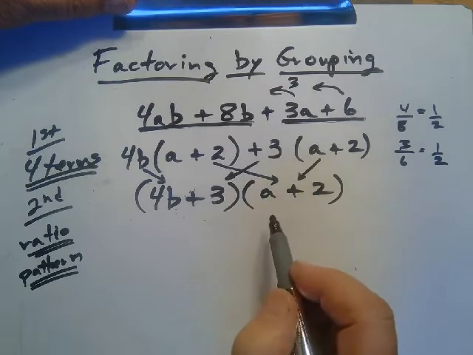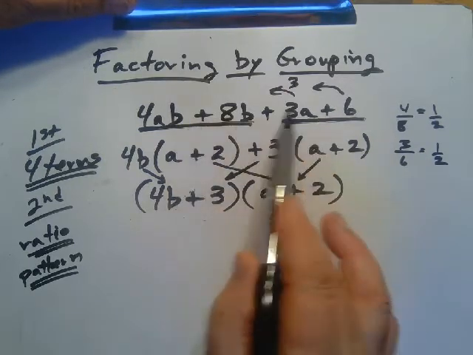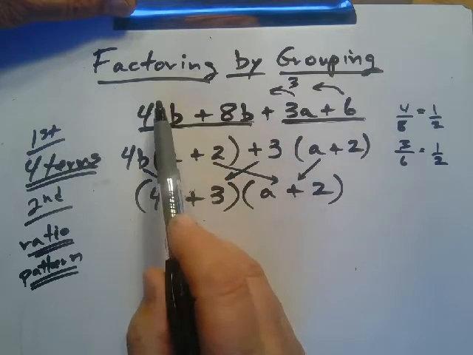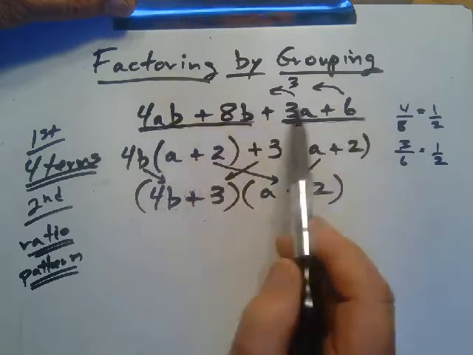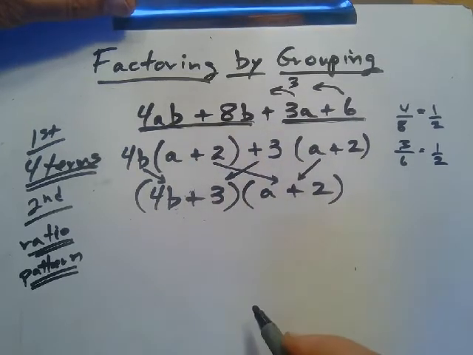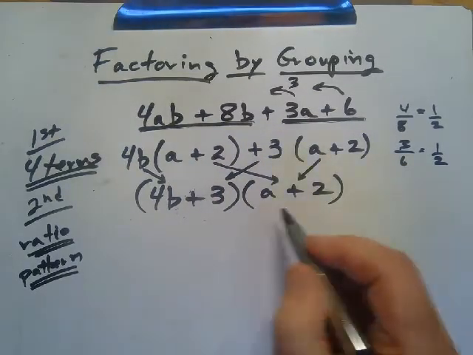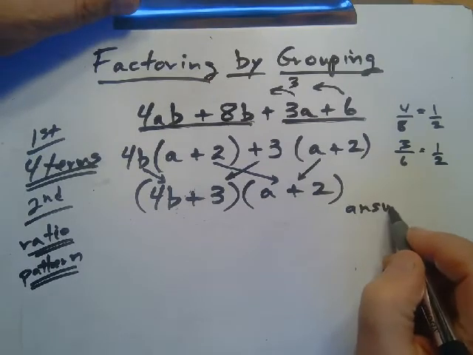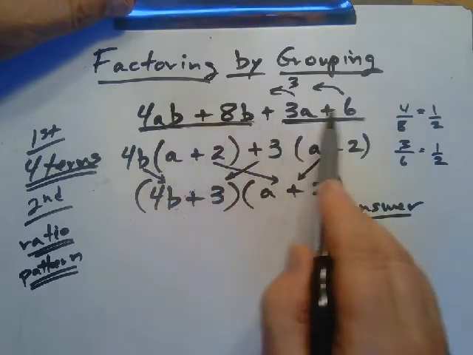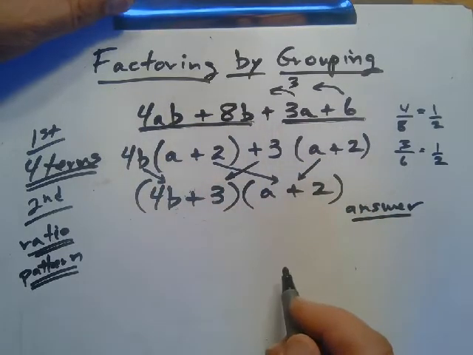Now, you have just unfoiled this problem. Remember, first, outer, inner, last. Well, that's what we had here. First terms, outer terms, inner terms, last. We just unfoiled this problem. So this is our answer. This is our answer right here, that we have just factored by grouping this 4-term polynomial.